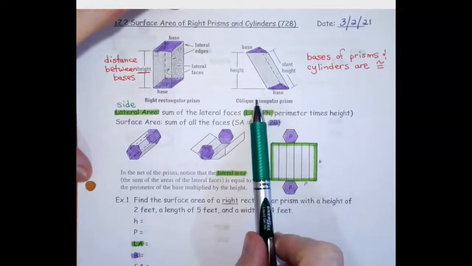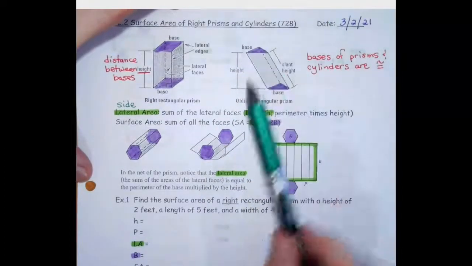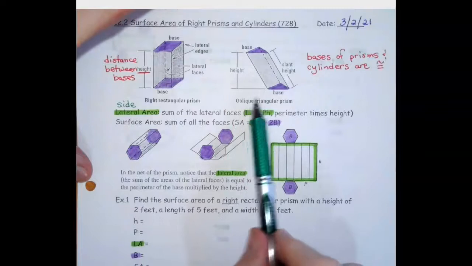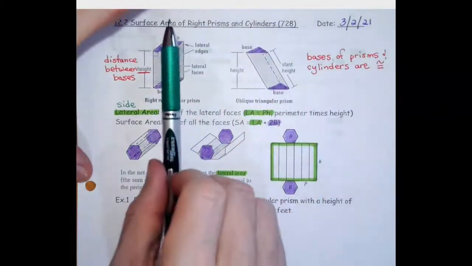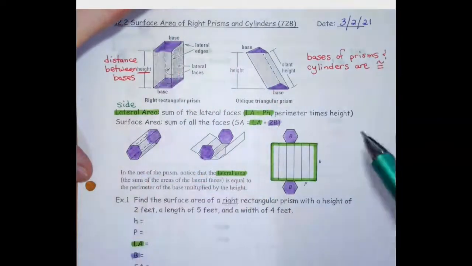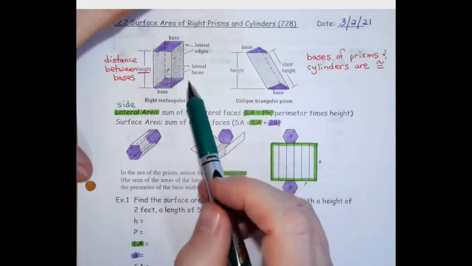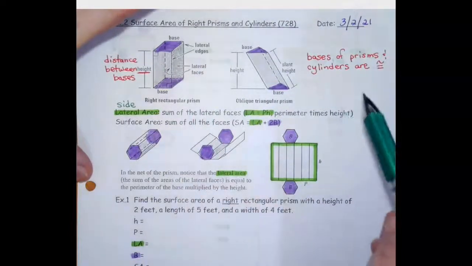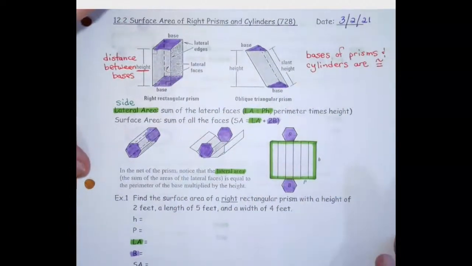So oblique just means it's at an angle, kind of like diagonal. It's off to the side. A right prism goes straight up and down at a right angle. All the lateral edges are at a right angle to the base. Okay, so I think that's enough introduction.